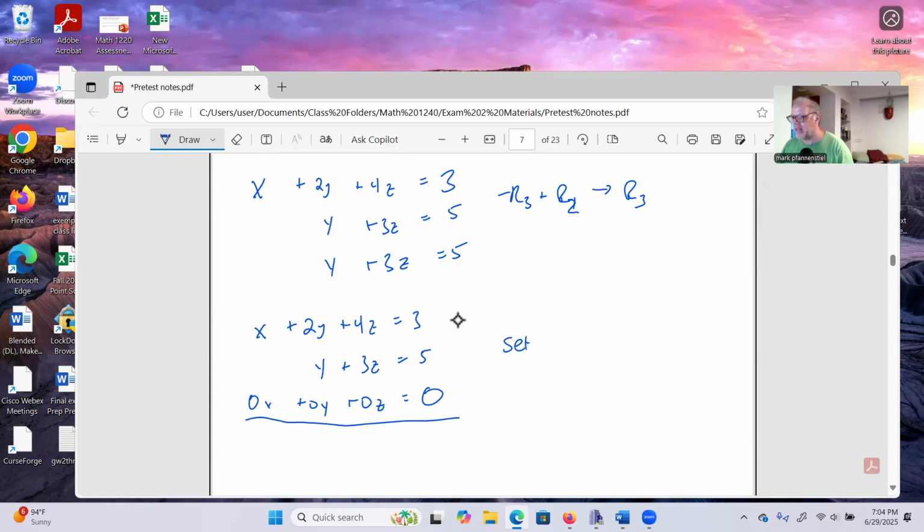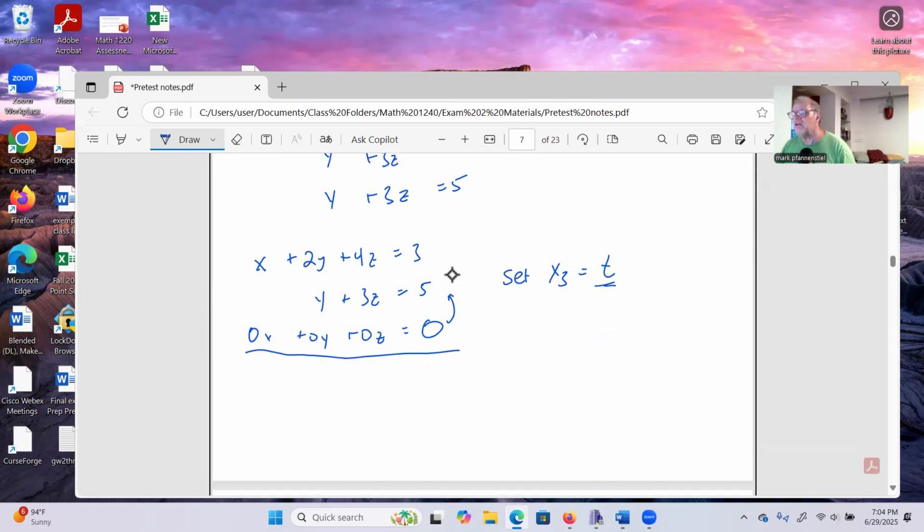So we're going to say set x3 equal to t. All right, and then we're going to solve the equation as a dependent system in terms of t. So we've effectively solved row 3. Just said, okay, z is equal to t. We're going to roll this up to row 2. So I'm going to say y plus 3t is equal to 5. Therefore, y equals 5 minus 3t.